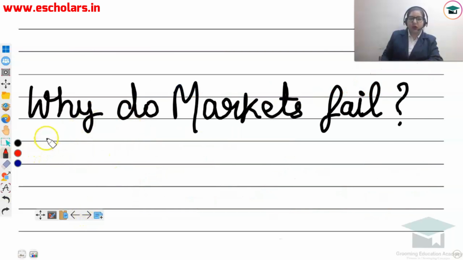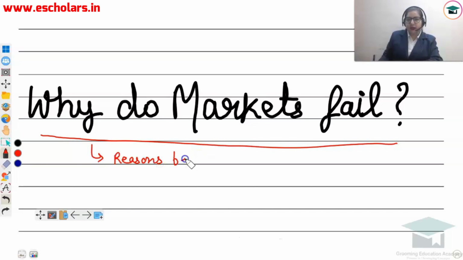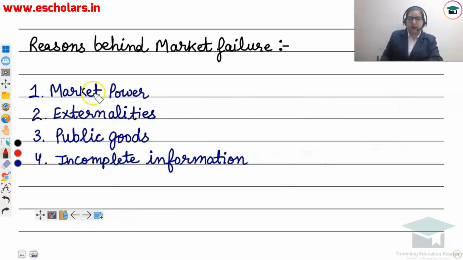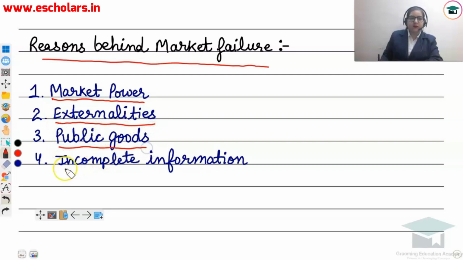Now students, we will talk about why markets fail. That is, we will talk about the reasons behind market failure. So let's have a look. See students, there are basically four major reasons behind market failure, and those are: number one, market power; second, externalities; third, public goods; fourth, incomplete information. So we will study all of these reasons one by one in detail.